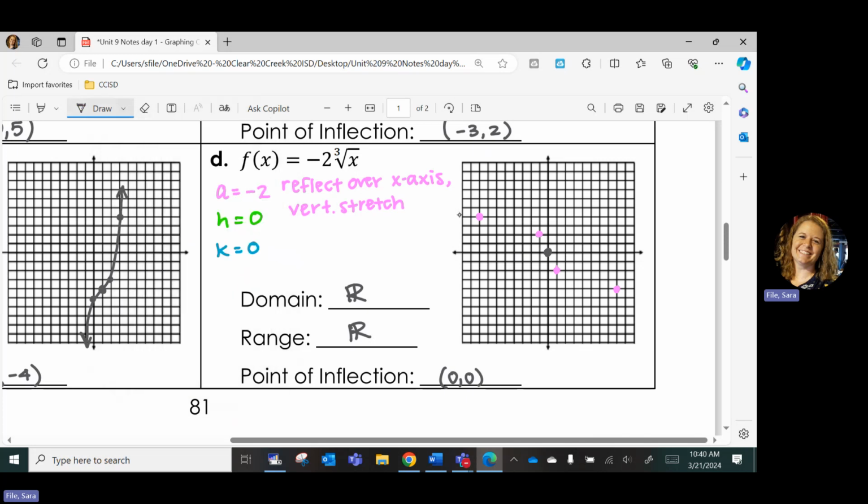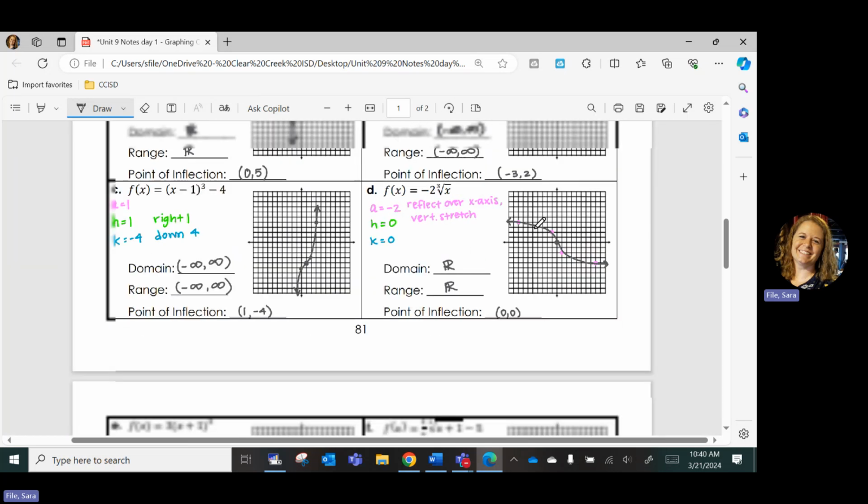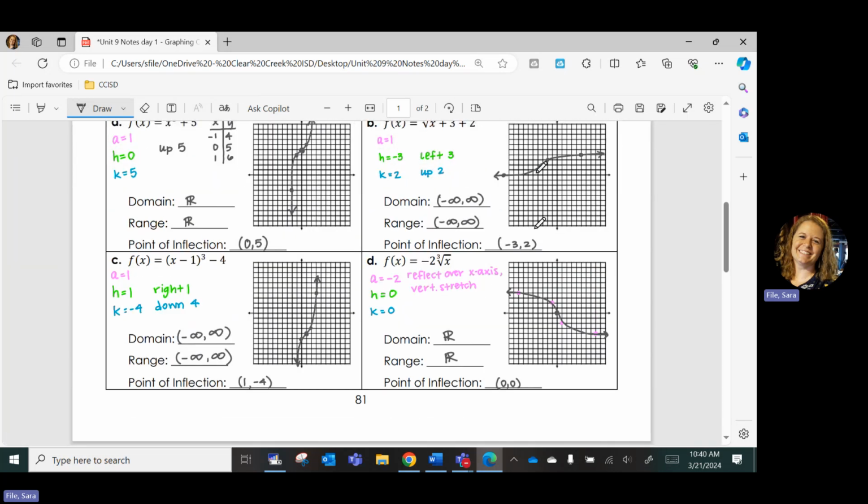So you can see that this ends up decreasing left to right instead of increasing left to right, like the parent function or the one before it. You can see normally it increases left to right. This one is reflected, so it's decreasing. Okay, and see how this one looks a little bit taller than the parent function did? It's because it's been vertically stretched. Remember, when we vertically stretch it, it's like we're putting our hands on top and bottom and pulling them apart, so it's going to look taller.